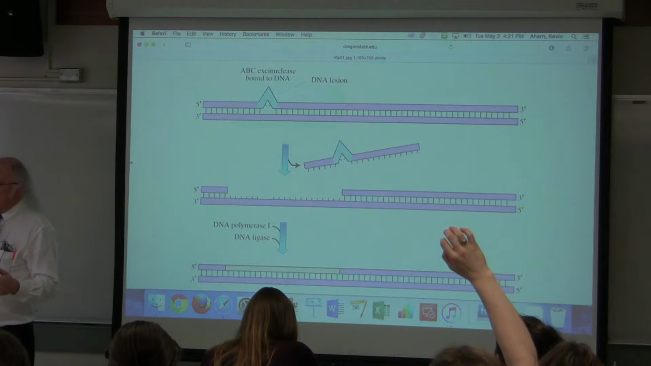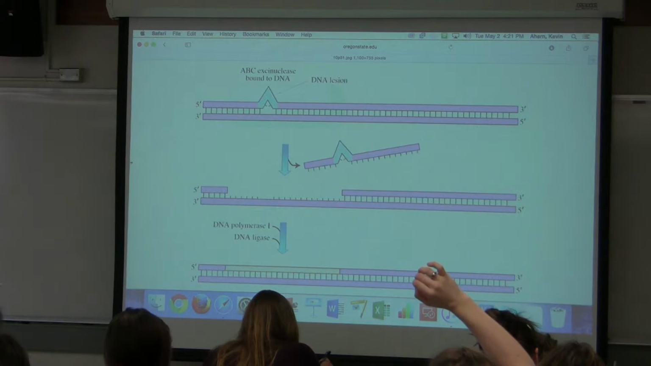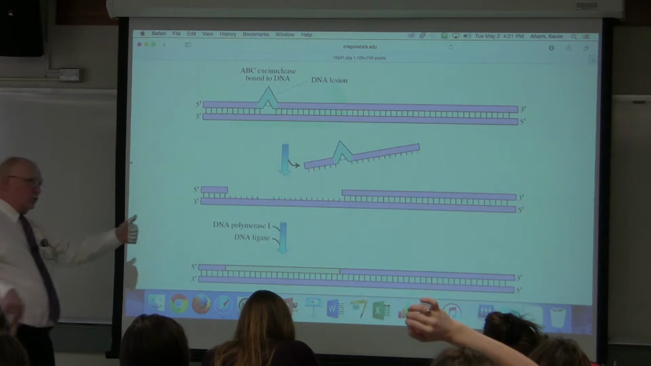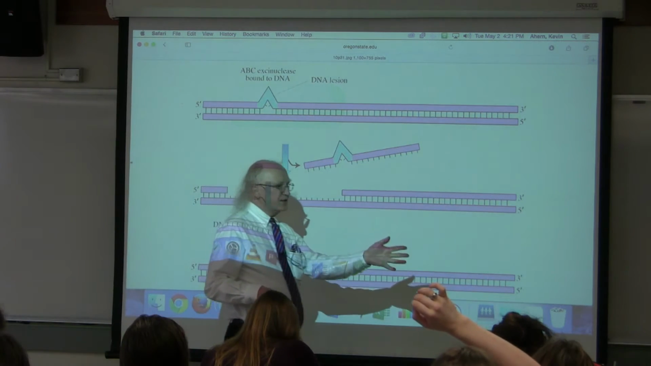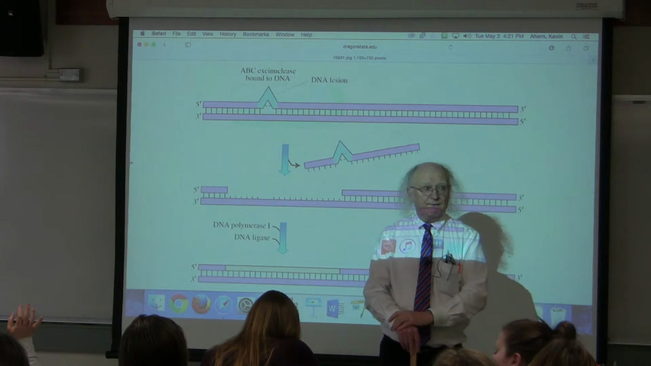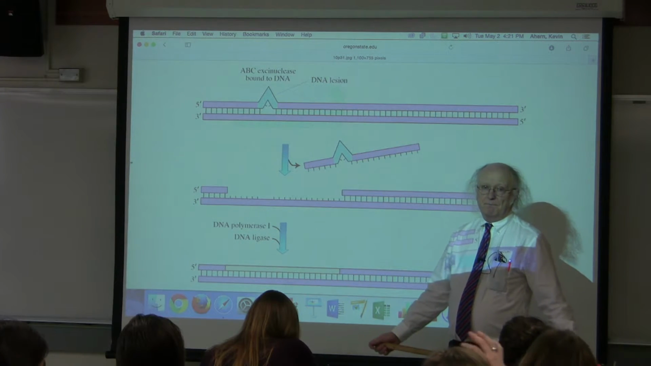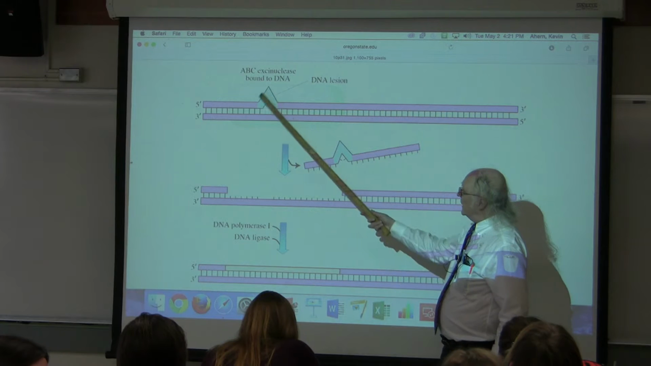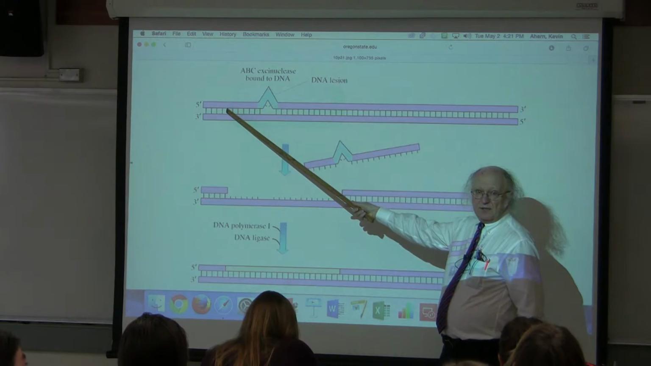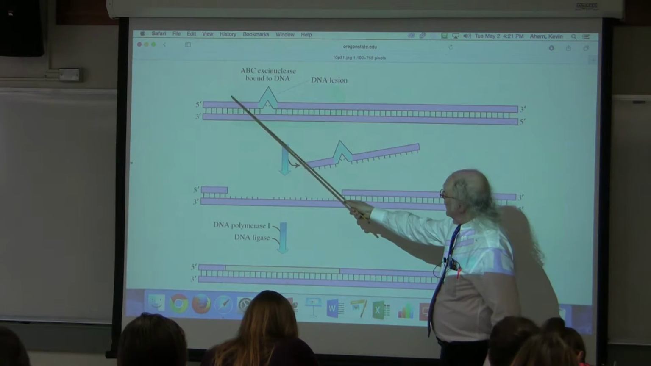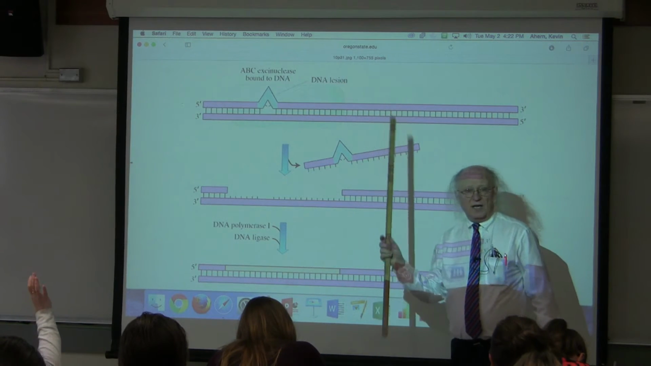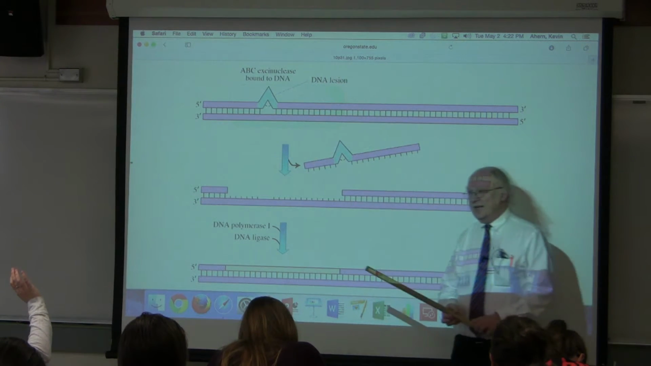When I showed you the proofreading, that's a repair scheme. It's recognizing an error. It's chewing backwards. It's replacing the stuff moving forwards. No. So the exonuclease recognizes and cuts. So in this case, the exonuclease is cutting right here, and it's cutting over here. So it's cutting on both sides of the damage.